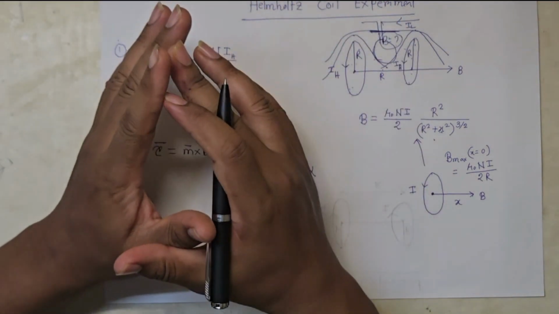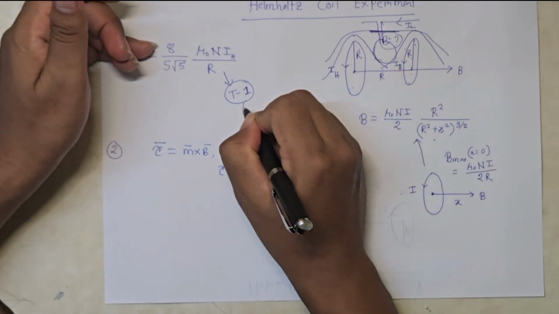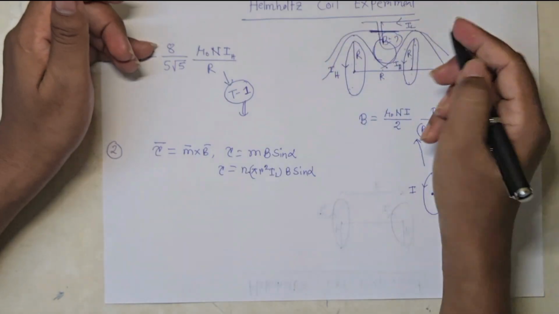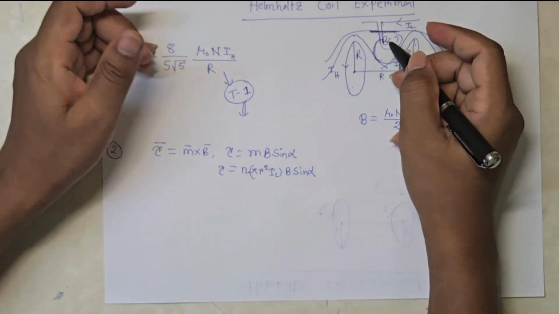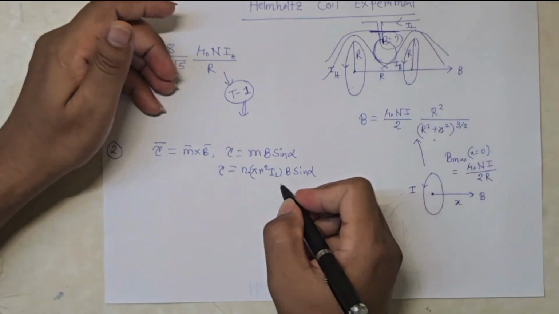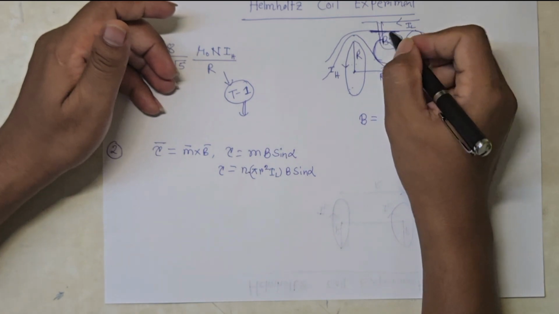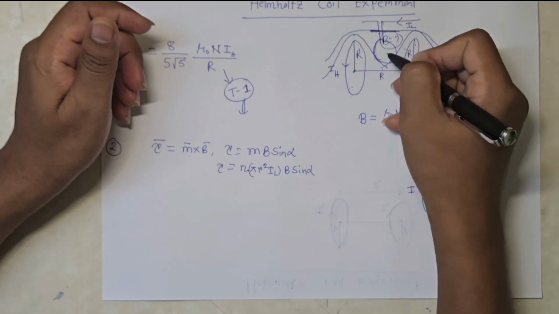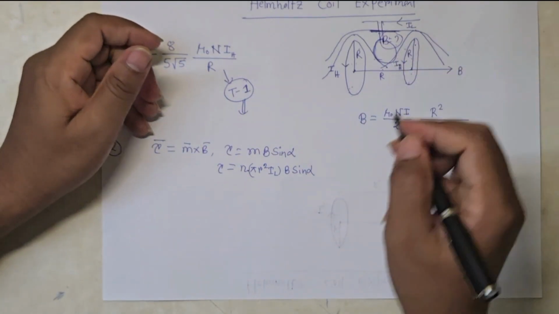In this experiment we have a total of 3 tables. In table 1, using a Hall probe and Gauss meter, we can measure the magnetic field here. So this will be table 1. But in table 2 we will use this torque method. There is a torsion dynamometer, and using this torsion dynamometer we can get the value of torque, the force applied, or torque on this coil.